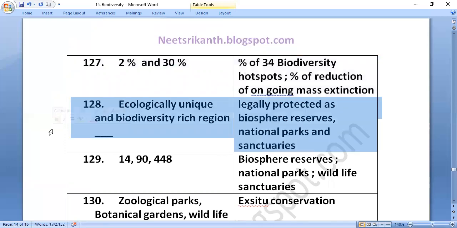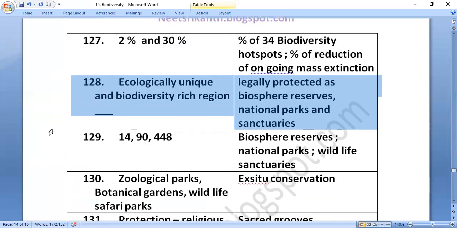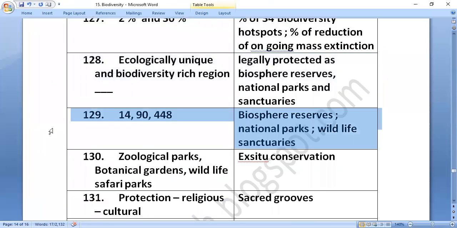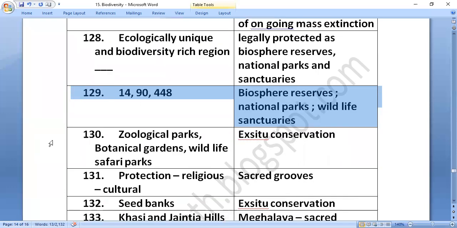Ecologically unique and biodiversity-rich regions are legally protected as biosphere reserves, national parks and sanctuaries: 14 biosphere reserves, 90 national parks, and 448 wildlife sanctuaries.